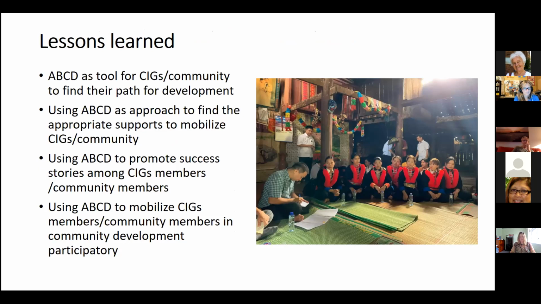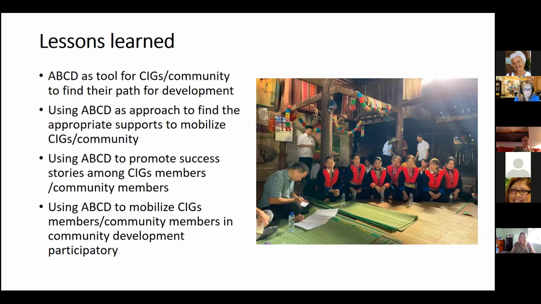We think that using ABCD in developing CIG in Vietnam gives us some very important lessons. ABCD is a tool for the CIG community to find their own path for development. Before ABCD was introduced, we normally used a need-based approach, so the project would only try to fill the gap between what we have and what they need, but normally it's never enough for the communities. Using ABCD can help us find the right, appropriate way for development. ABCD is also an approach to find support, to mobilize CIG members, and to promote success stories among CIG members and community members.